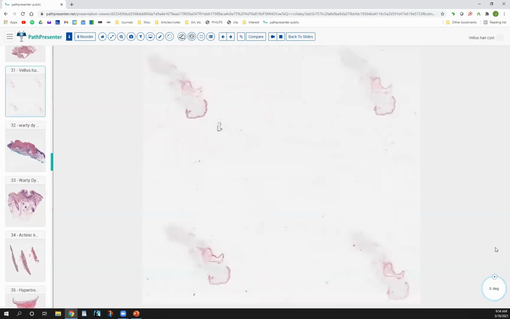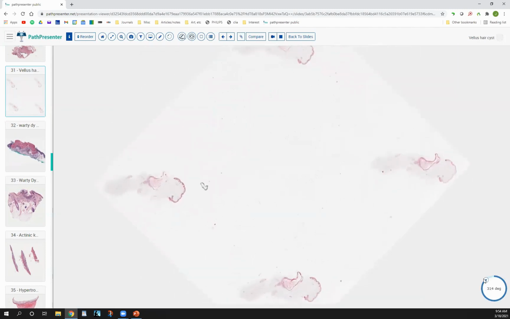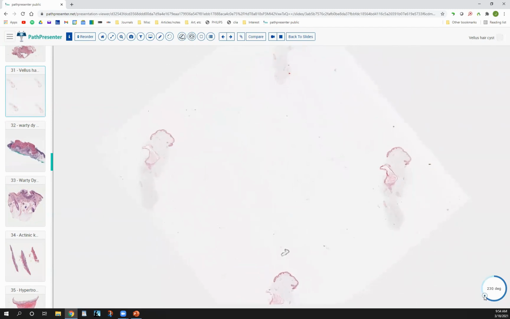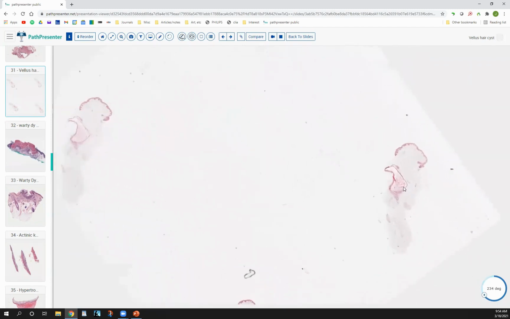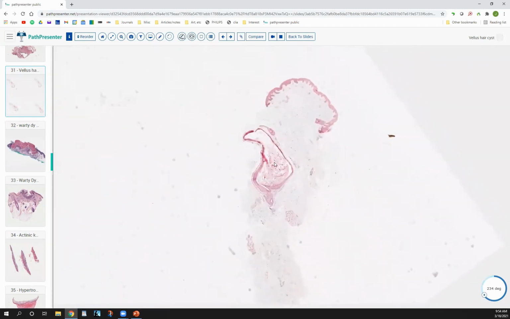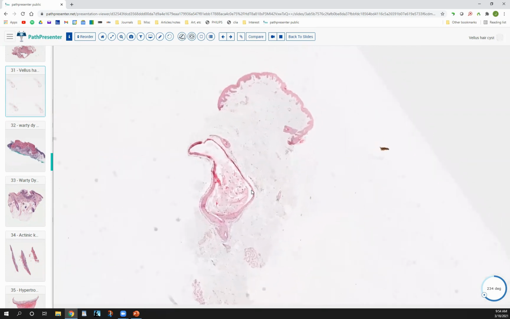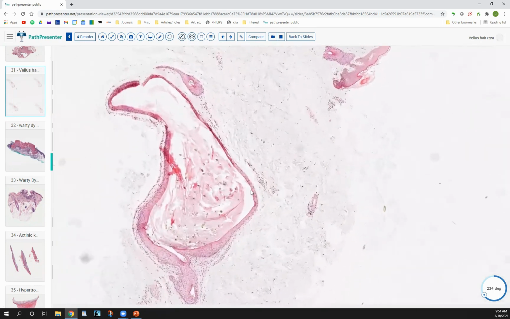Okay, we'll move on to yet another cyst. This is actually, I think, our last one. Let's see if we can flip the slide around. Okay, so here we have another cyst that's within the dermis. And this one, the contents really do help you very much, and it gets you to the diagnosis. You see all these tiny little vellus hair follicles. So this is a nice example of a vellus hair cyst.